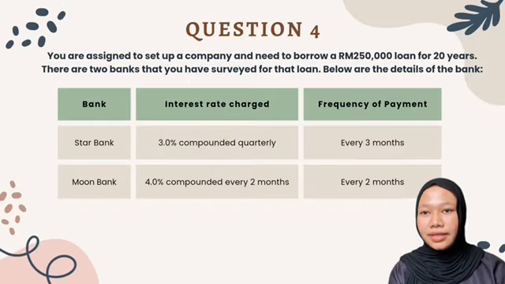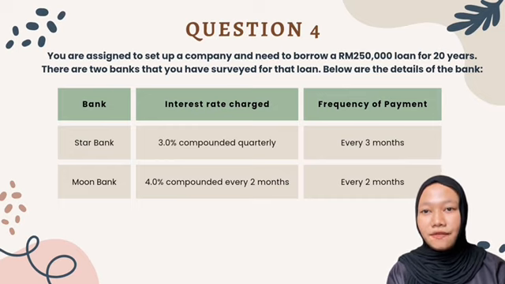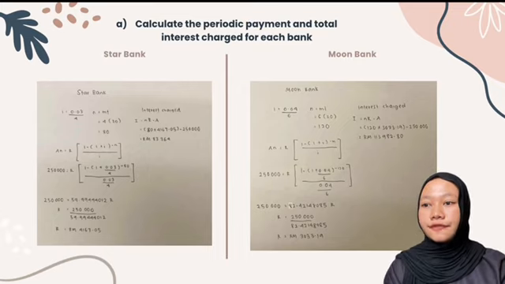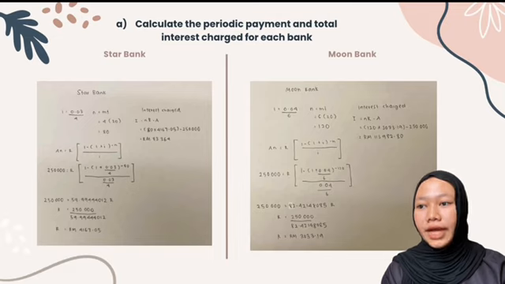Question 4. You are assigned to set up a company and need to borrow a 250,000 ringgit loan for 20 years. There are two banks that you have surveyed for that loan. Below are the details of the banks. A. Calculate the periodic payments and total interest charge for each bank. So first, we must identify the information given and do it one by one.